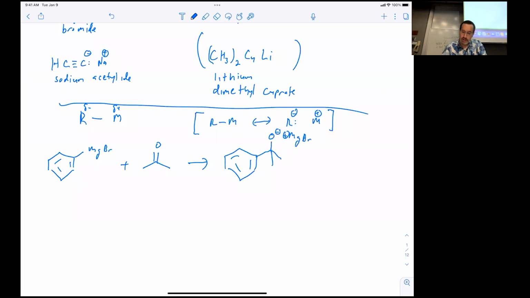Sometimes you'll see this written, and it's also perfectly reasonable to go ahead and say, okay, even though that bond between the oxygen, which is very electronegative, and magnesium really is an ionic interaction, an ionic bond, you might see the initial product of this reaction written like so. And these are both correct ways to write this magnesium alkoxide.